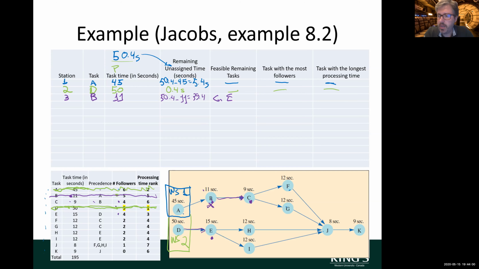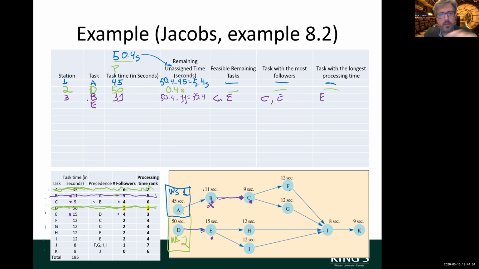Oops, what am I going to do now? So C and E are the ones with the most followers at this moment in time, so I'm going to tie break this with the longest processing time. C is 9 seconds and E is 15. So I'm going to select E. So the next task is E.